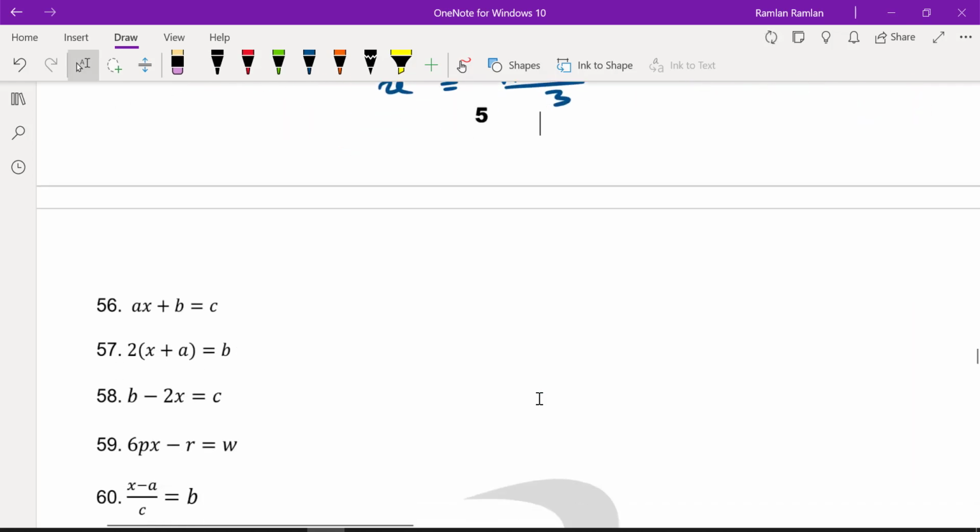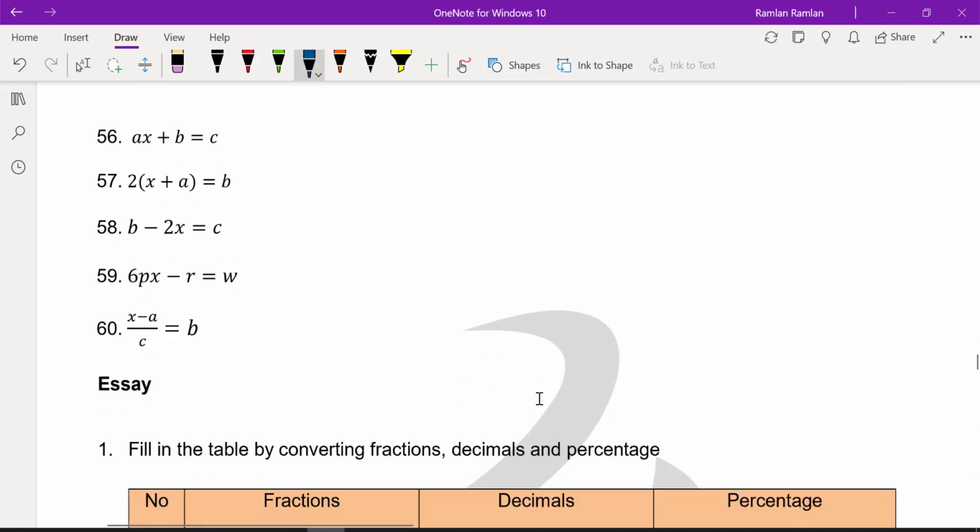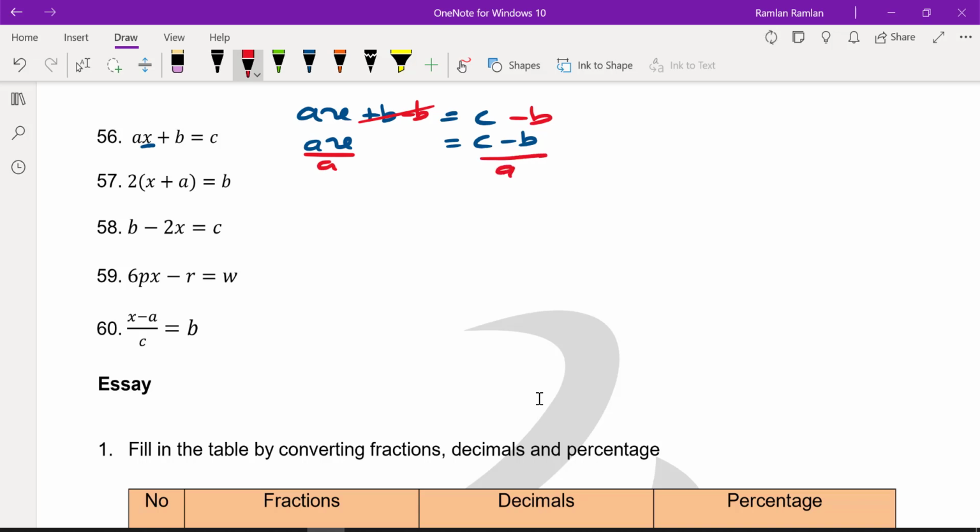Number 56 is the same thing. Remember, we need the x alone, so we need to get rid of that b first. I'm going to write down ax plus b equals c, and I'm going to subtract b from both sides. I'm going to use a different color here so I can see. Then this is gone. You'll get only ax on the left side of the equal sign. This is just c minus b. And then divide both sides by a, because I want to get rid of that a. So that'll be x equals c minus b over a. That's for number 56.